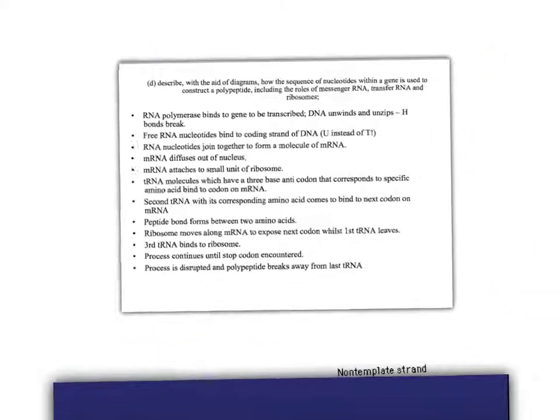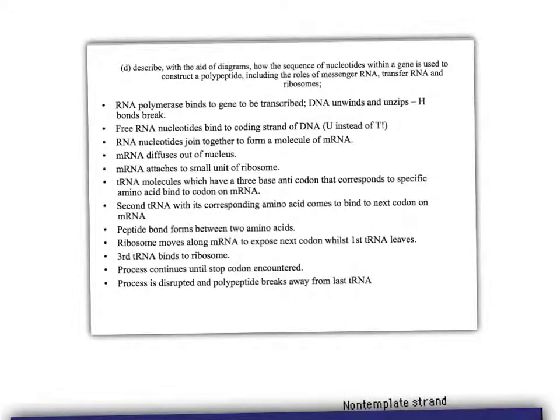So going back to our original slide, the first 4 bullet points refer to transcription, which is happening in the nucleus, and the next is a bullet point description of what we've just seen in the little animation. So messenger RNA attaches to the small subunit of the ribosome. tRNA molecules, which have a 3 base anticodon that corresponds to a specific amino acid, bind to the codon on the mRNA, the codon being a triplet code on the mRNA. The second tRNA with its corresponding amino acid comes to bind to the next codon on the messenger RNA. A peptide bond forms between the two amino acids.